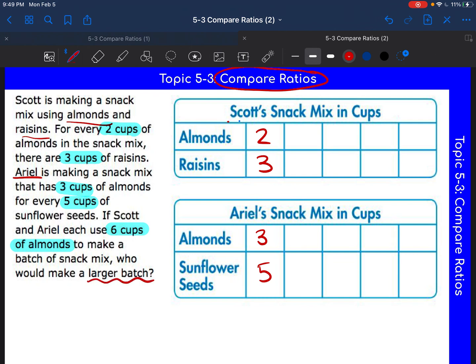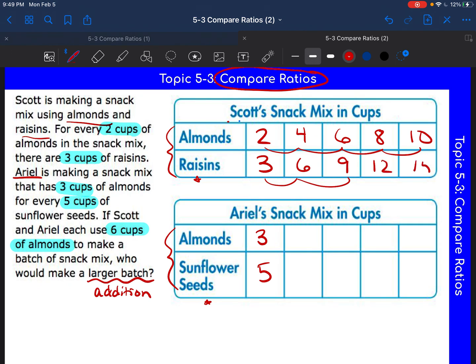Now, in this case, when it says larger batch, we are pretty much going to use the ratio to find who has the greatest number of cups combined, of almonds and of whether it's raisins or sunflower seeds. So in order to do that, we are going to use addition at the very end to help us out. So keep that in mind. What we're going to do is treat both of these tables just like a double number line. So all we're going to do is skip count this ratio till we get to the very end. So 2, 4, 6, 8, 10. And same thing with raisins, skip count 3, 6, 9, 12, 15.